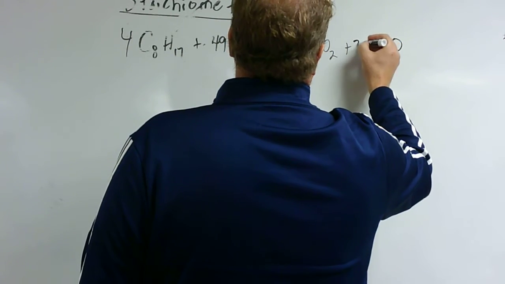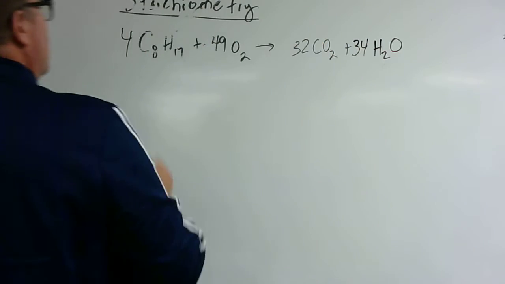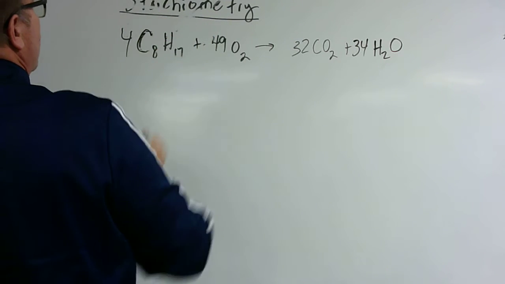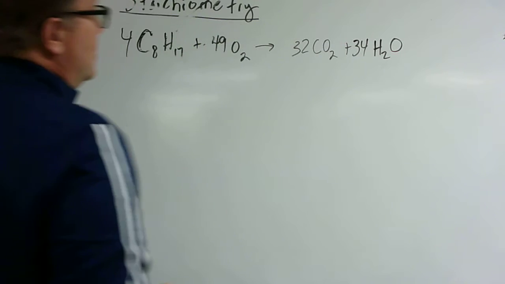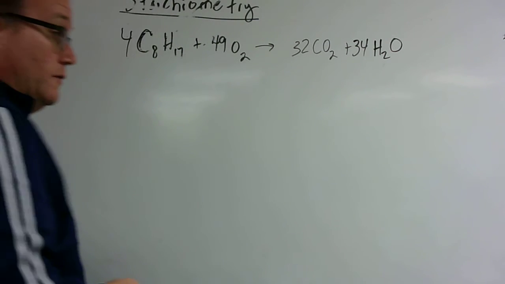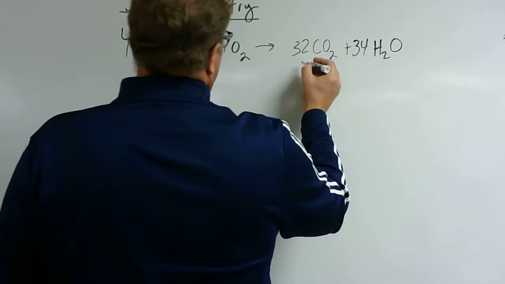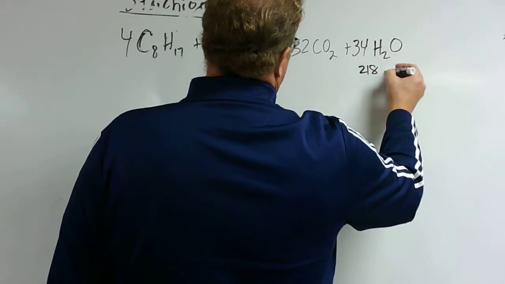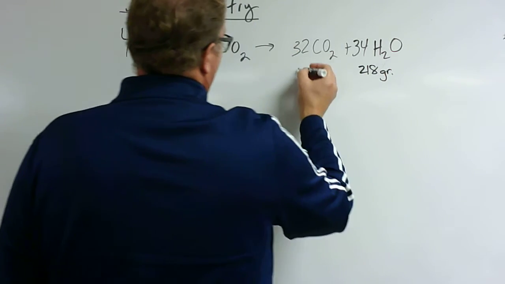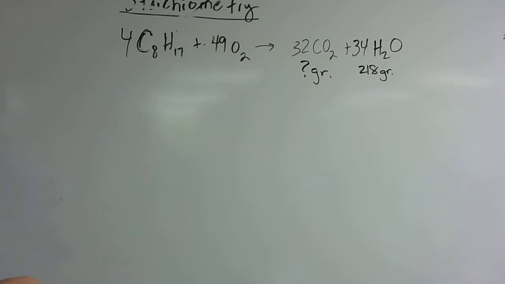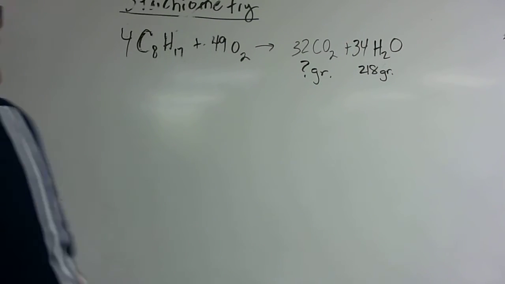68, 34. Okay, I change all the numbers out just so it's fairly obvious what you're doing as far as your numbers and how you're moving. So let's say I want to do 218 grams of H2O, and I want to figure out grams of this. Again, I can go from anything to anywhere.